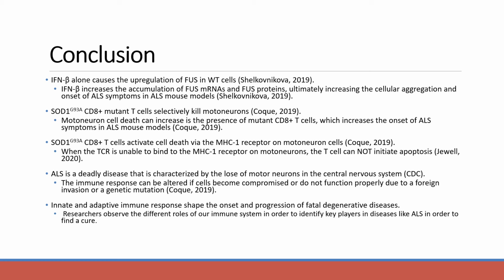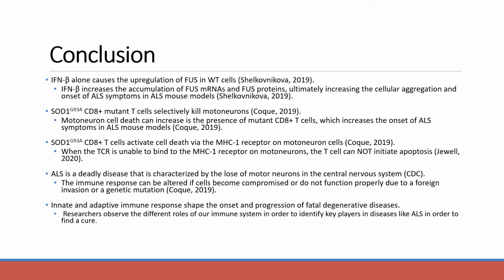So in conclusion, just to revisit the results of the data, interferon beta is the chief antiviral signal in an antiviral response. So that's why the first study chose to look at interferon beta when looking at the innate immune response. So they found that interferon beta alone causes the upregulation of FUS in wild type cells. So interferon beta increases the accumulation of FUS mRNAs and FUS proteins, which ultimately increases cellular aggregation and the onset of ALS symptoms in our ALS mouse models.